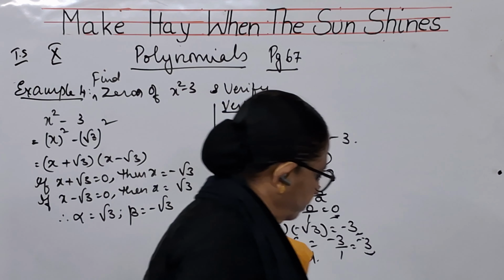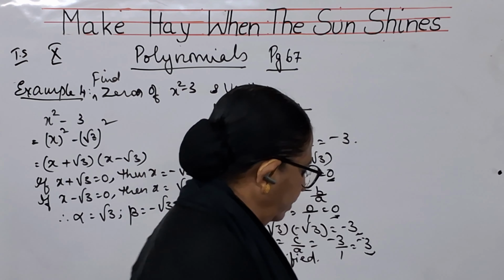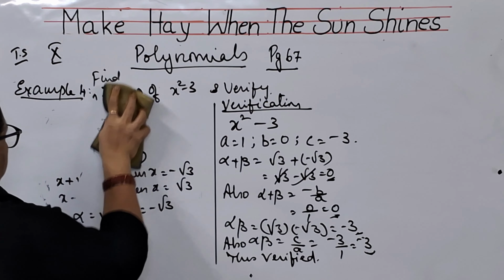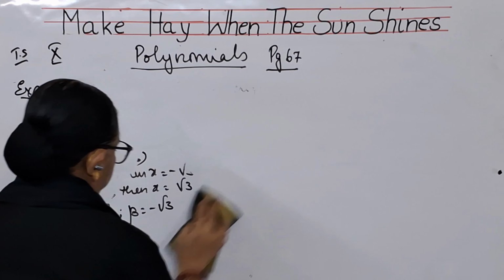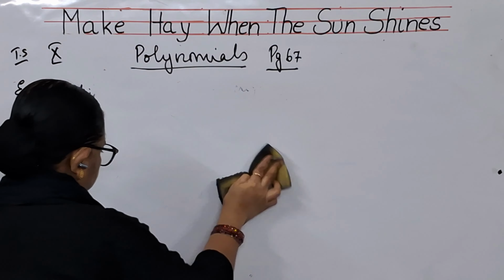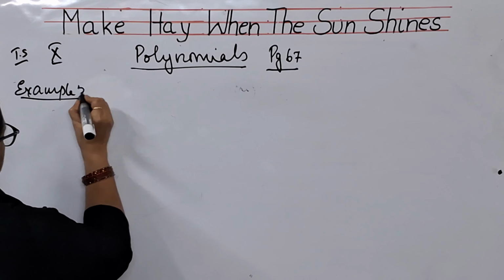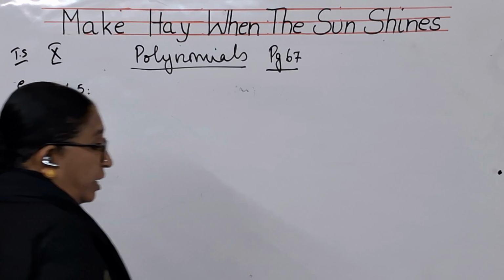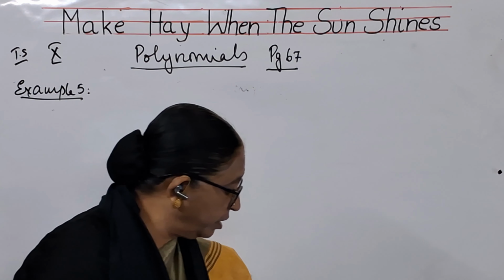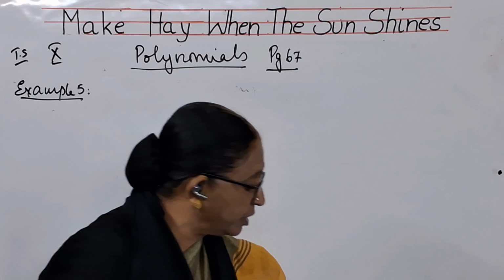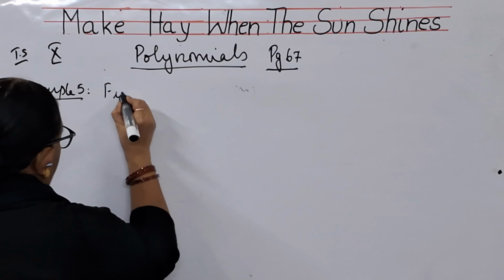Next, we will go to the next one, that is example 5. Example 5. Find a quadratic polynomial. He has not given any polynomial, children, but he is asking to find a quadratic polynomial whose sum and product of zeros are minus 3 and 2. So, the question carefully you understand.